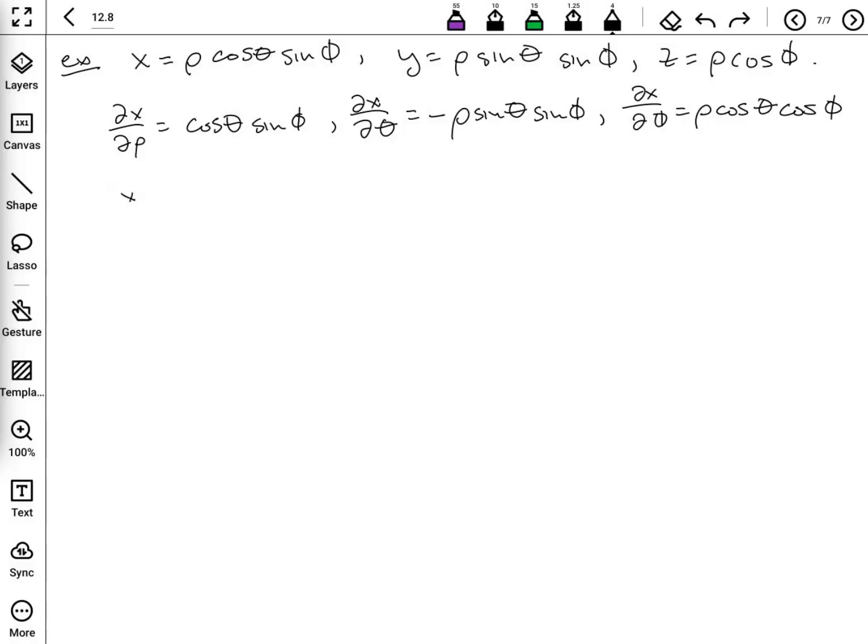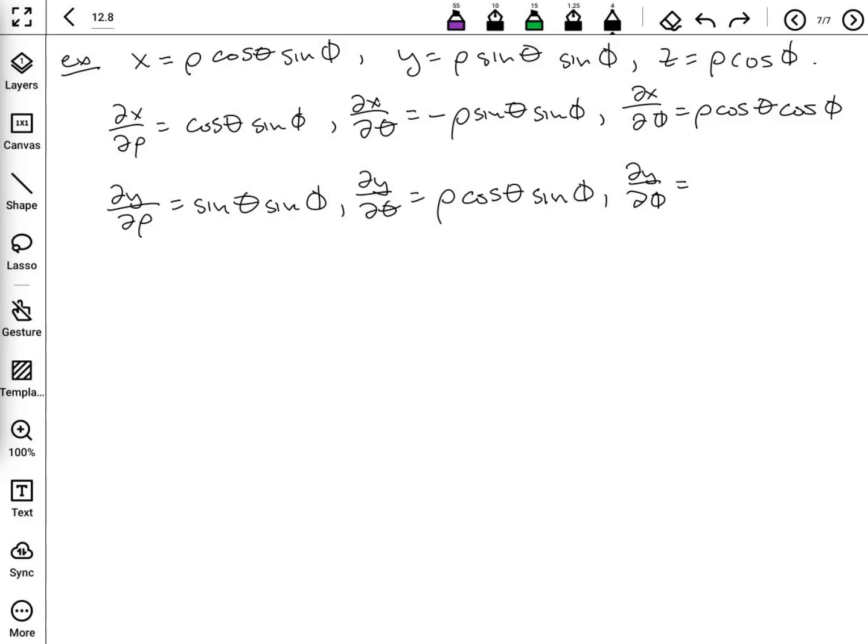And then we're going to try to do y next. It's going to be very similar. dy d rho just gives us our sine theta sine phi. dy d theta gives us, sine is fine, rho cosine theta sine phi, and dy d phi, sine is still fine, rho sine theta cosine phi.